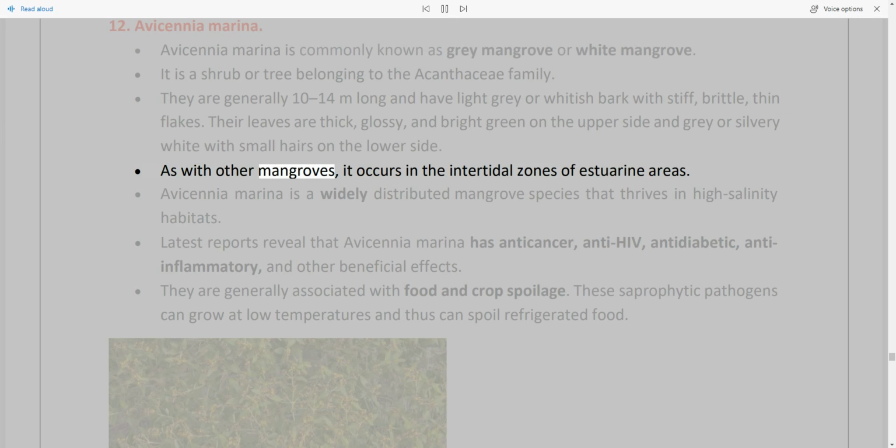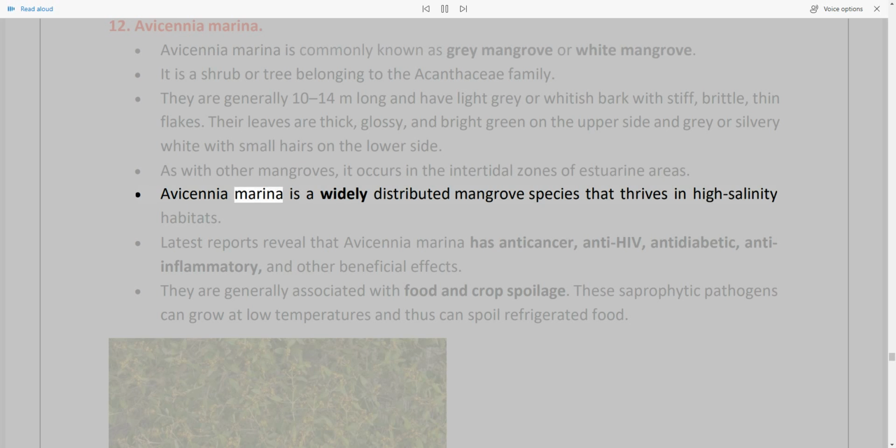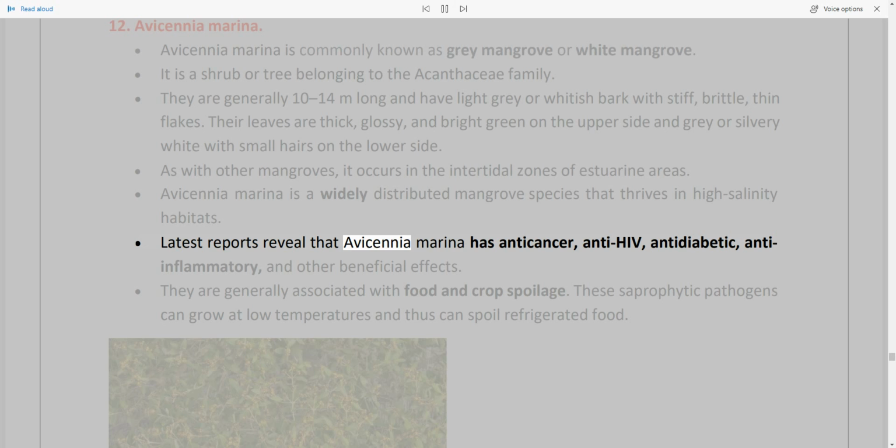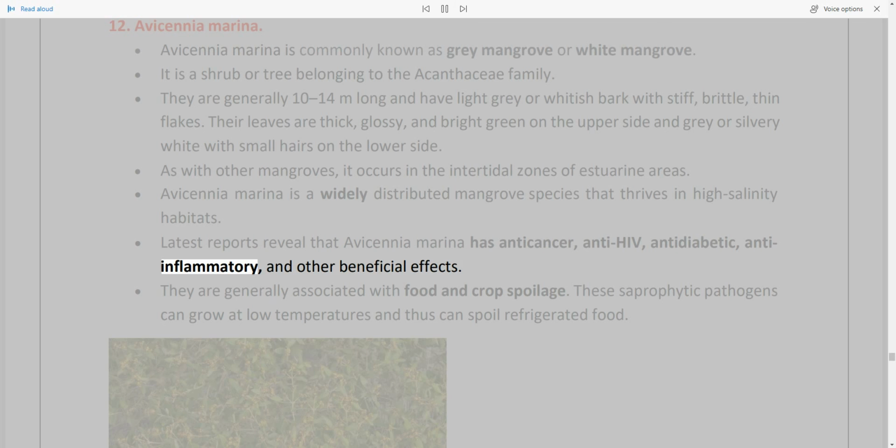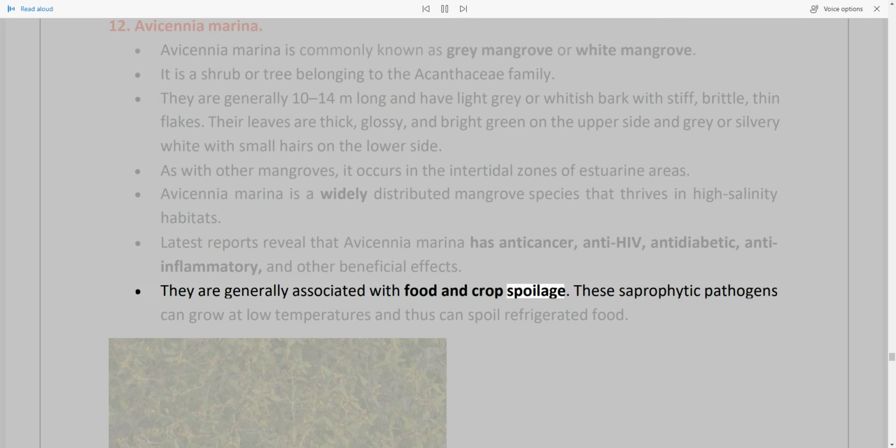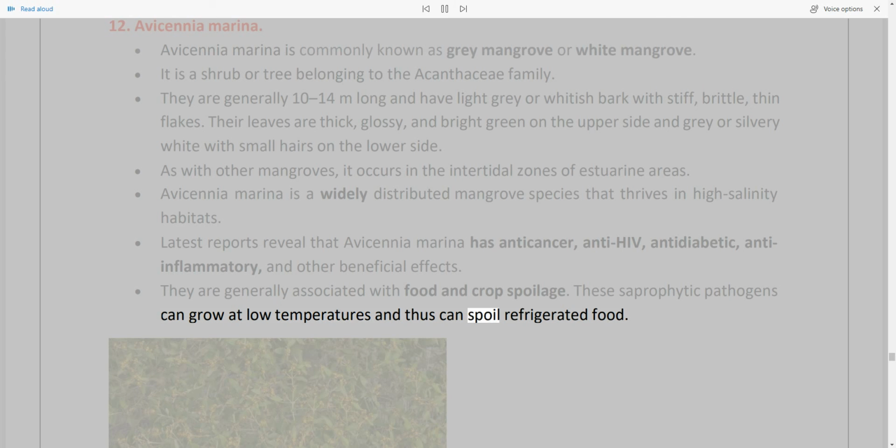As with other mangroves, it occurs in the intertidal zones of estuarine areas. Avicennia marina is a widely distributed mangrove species that thrives in high salinity habitats. Latest reports reveal that Avicennia marina has anti-cancer, anti-HIV, anti-diabetic, anti-inflammatory, and other beneficial effects. They are generally associated with food and crop spoilage. These saprophytic pathogens can grow at low temperatures and thus can spoil refrigerated food.